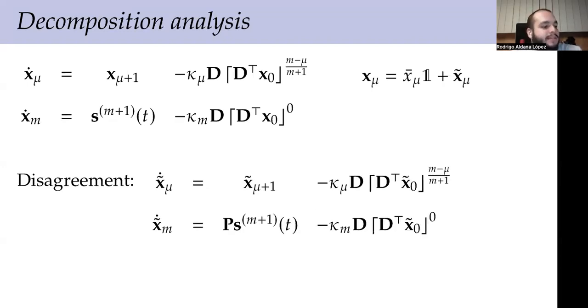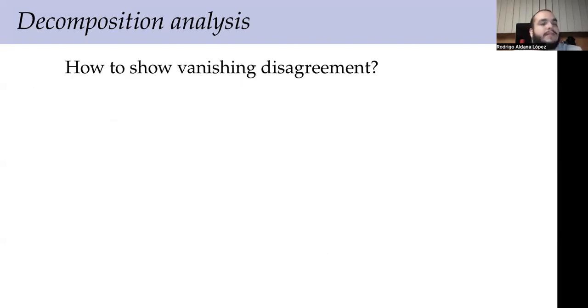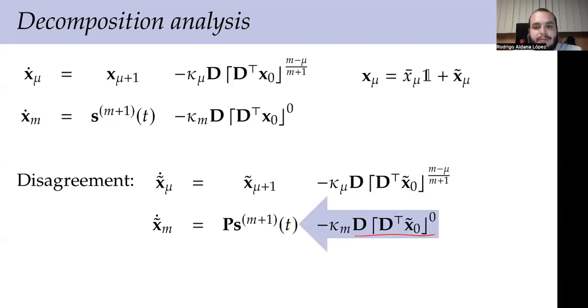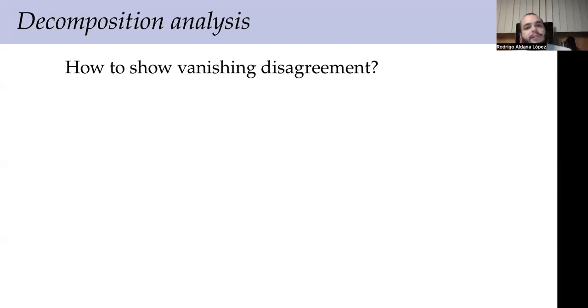So this is for the agreement. For the disagreement, you have this other system. And essentially, this now is what plays the role of a disturbance. And you will try to reject it using this discontinuous term. That's the intuition, right? But that is not so easy to show. So we have this system, and we want to show that the disagreement goes to 0. So how can we show it?